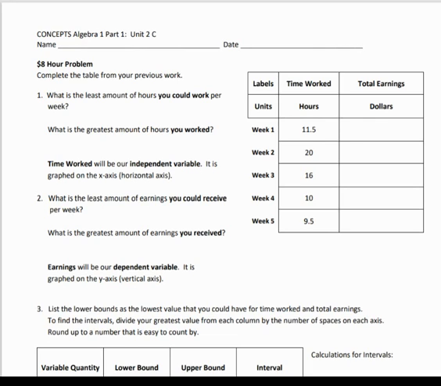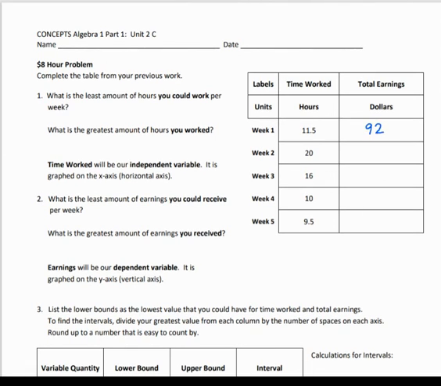okay? So remember, how did we find our earnings? For 11 and a half hours, what did we do to find our earnings? Who knows? Multiplied it by 8. Exactly. We multiplied the amount of hours by the hourly wage. So 11 and a half times 8 gave us 92.